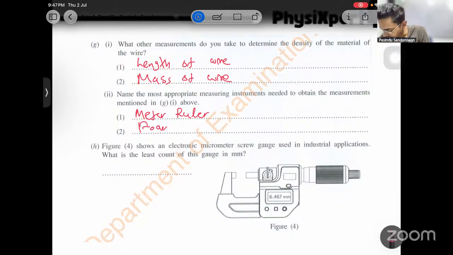Either four beam or electronic balance, right?